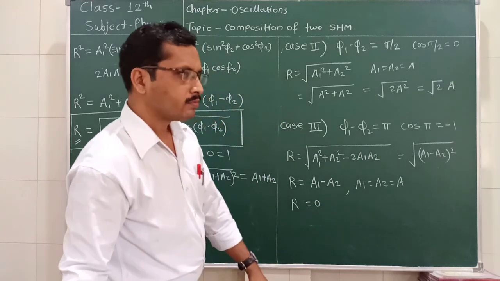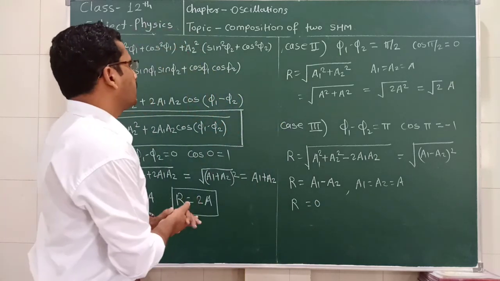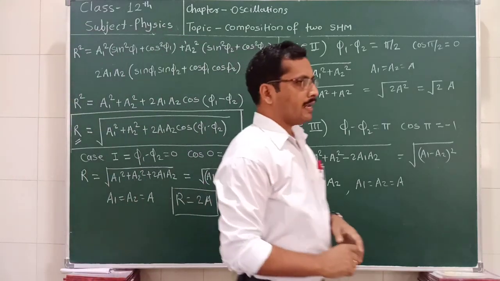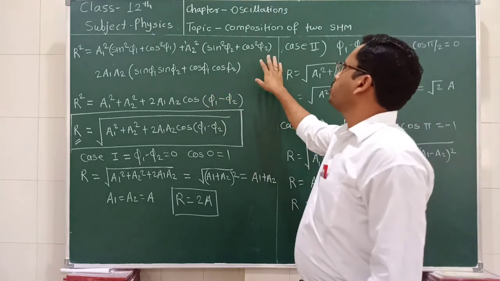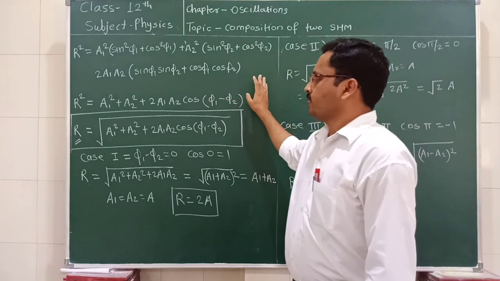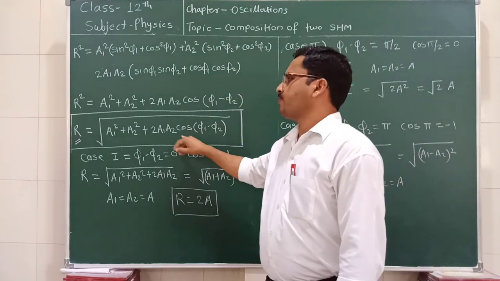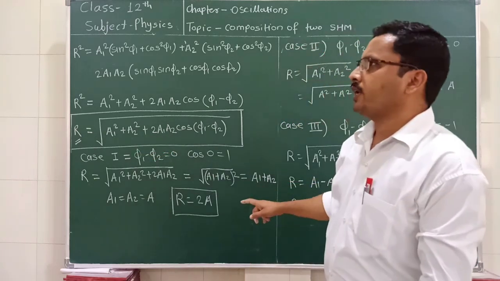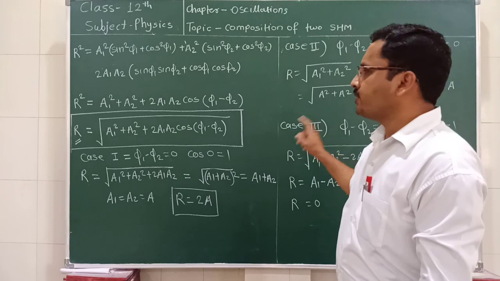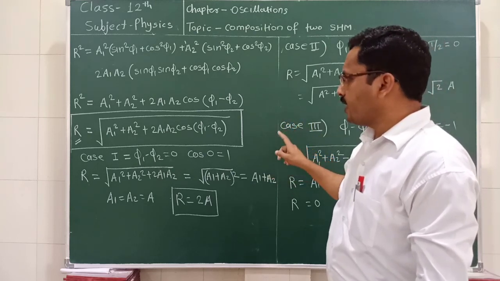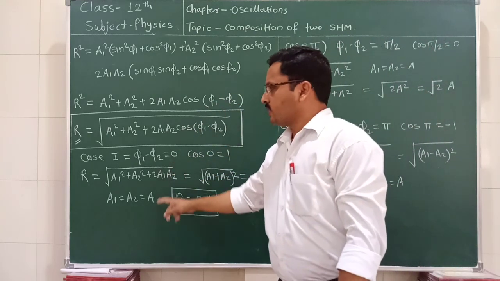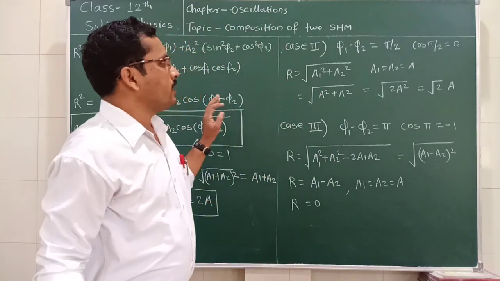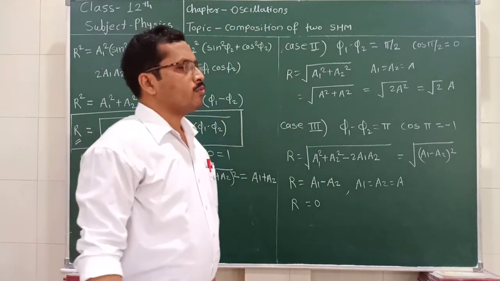So in this way, in this lecture, we discussed the analytical treatment of the composition of two SHM. Then we derived a relation for the resultant amplitude, and we also derived a relation for the resultant initial phase delta, and then we derived these three cases. So in this lecture we discussed all about the composition of two SHM.